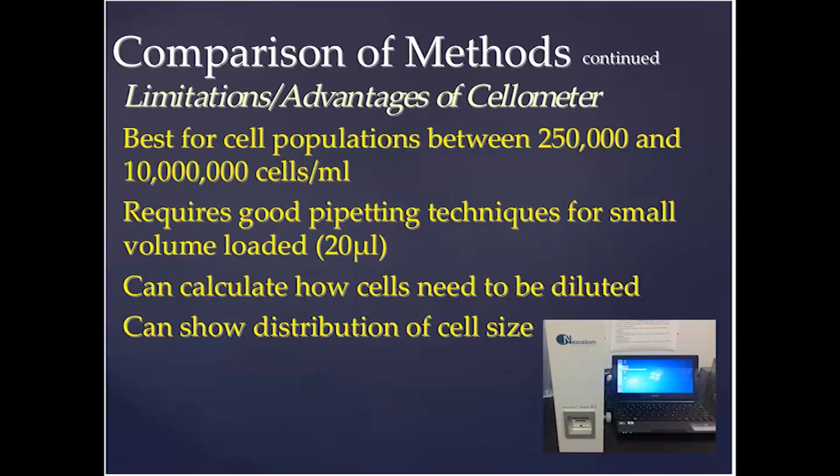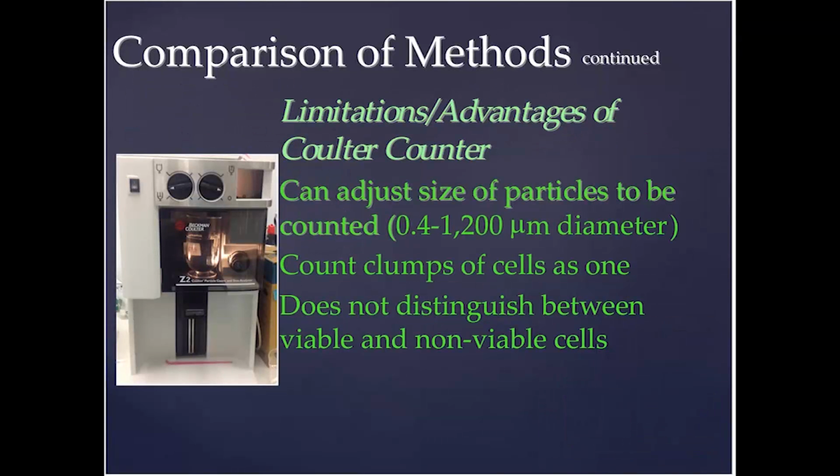But the Cellometer will give you numbers of cells per mil, give you viability, etc. But you also have the option to allow the computer program to calculate how to subculture the cells, how to dilute the cells. So that's an advantage. You don't have to do that manually. And it can also show you the size distribution of the cells. So that's a major advantage because it allows you to get a lot more information and keep an electronic record of it as well.